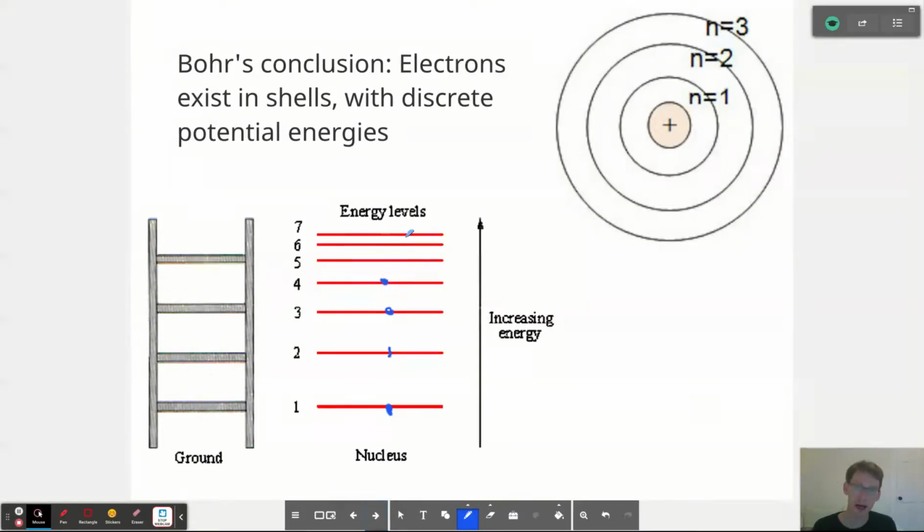Now, I will point out that although ladders have exactly the same gap in their rungs continually, or at least they should, in the case of atoms, their energy levels get closer together as the energy level gets higher. You can see the gap between 1 and 2 is big, 2 and 3 is smaller, 3 and 4 is smaller still.